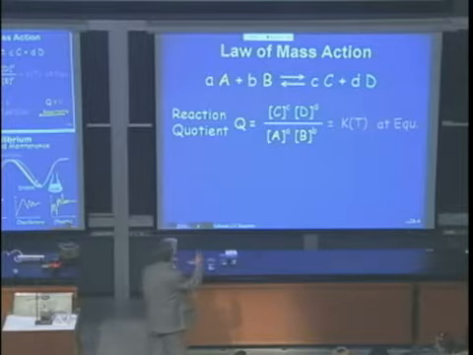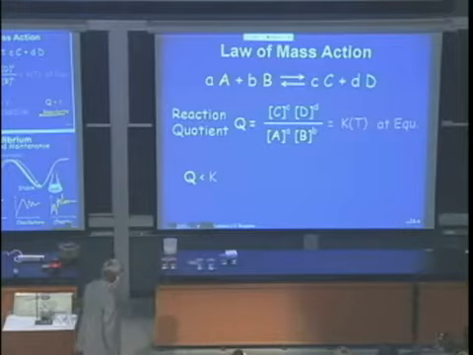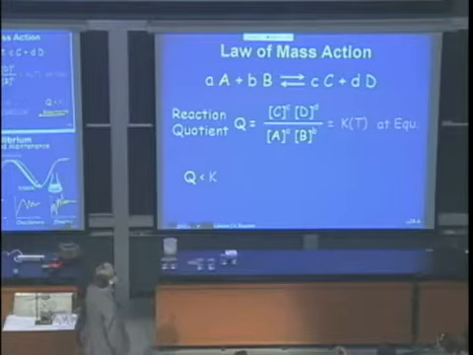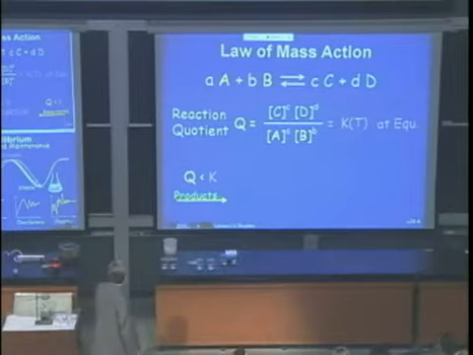So let's make an exercise about this. What if Q is smaller than the equilibrium constant? If it's smaller than the equilibrium constant, what does that mean? What do we have too much of? We have too many reactants. So Q is smaller than the equilibrium constant, and we have to go to product. We have to make product.